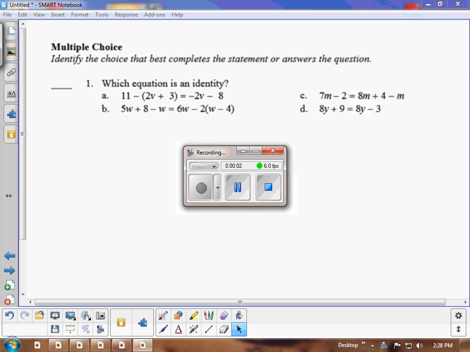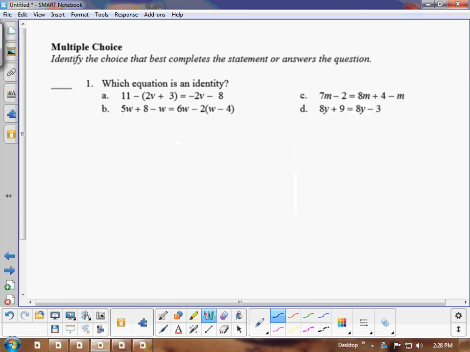Okay, this is a video for review of the quiz tomorrow. Question number 1, you're going to figure out which equation is the identity. So you basically need to solve each equation. This is really a -1 out front, and I'm going to distribute. So I'm going to start with letter A.